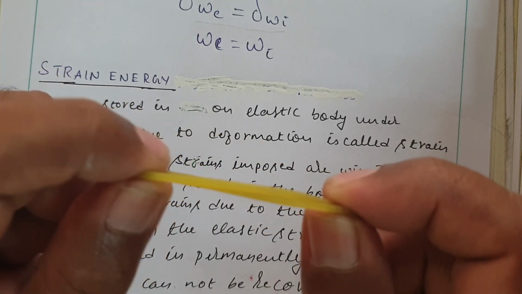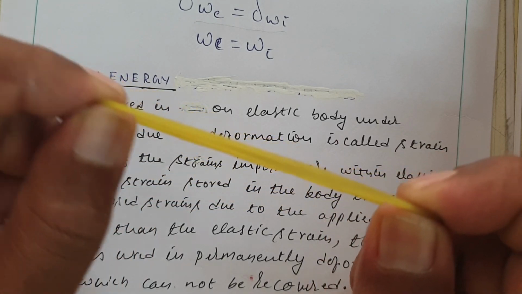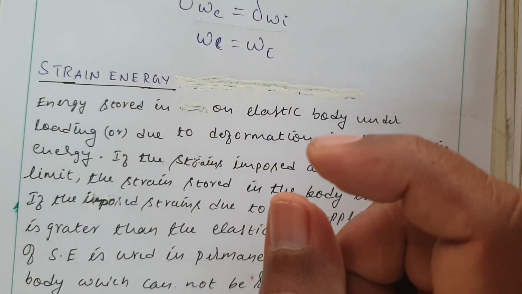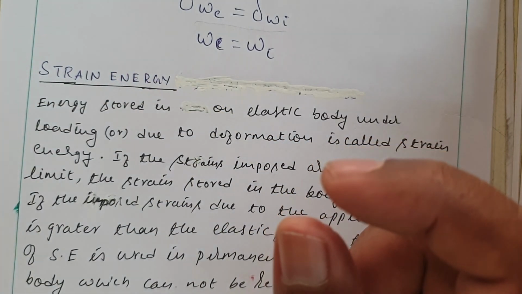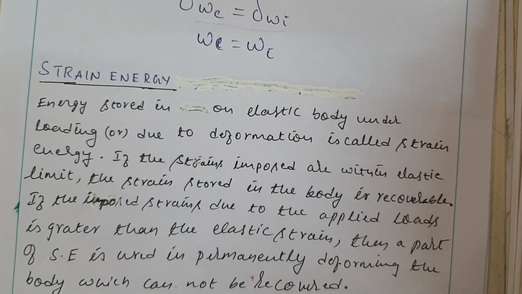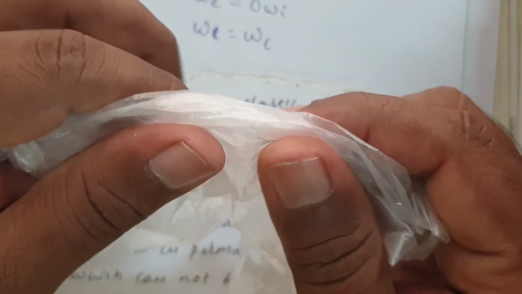Imagine if you apply a strain energy more than the elastic limit. Then what will happen is that some part of the strain energy will remain in the body. So imagine I am considering a plastic cover, a thin layer of plastic cover. Say I am applying a load on this.